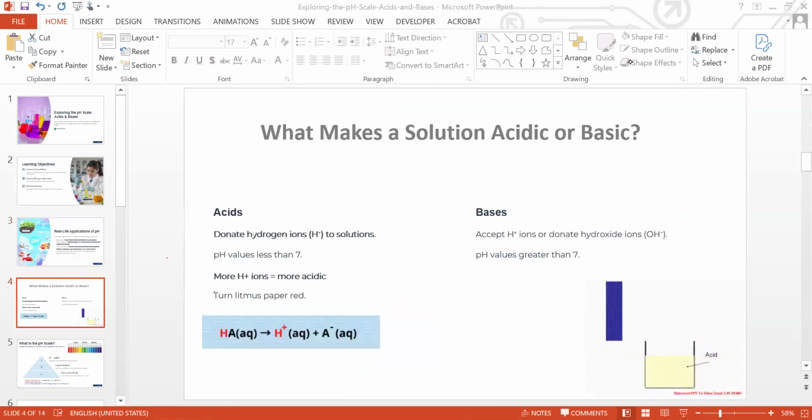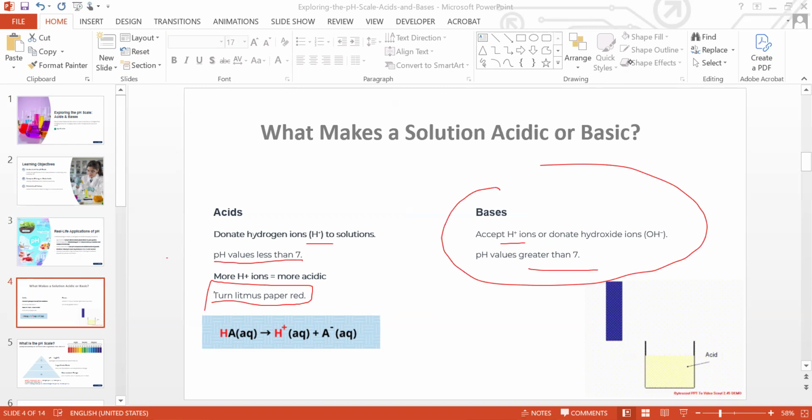First, we will discuss what makes a solution acidic or basic. An acid is something which will give you H plus or hydronium ion in an aqueous solution. Its pH on the pH scale should be less than 7, and it turns blue litmus red, whereas a base is one which accepts the H plus ion and its pH is greater than 7.